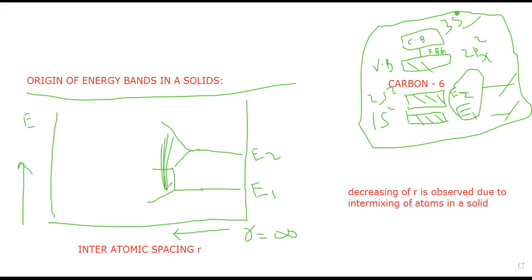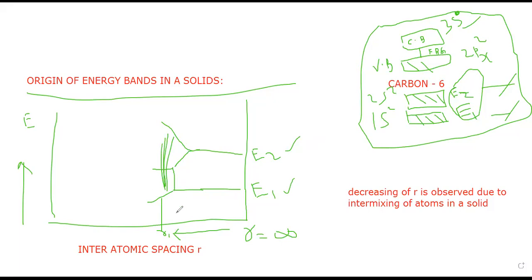A large number of energies is known as an energy band. So at a certain interatomic spacing R1, the energies E1 and E2 come very close to each other and form the energy band. E1 and E2 are separate, isolated energies.